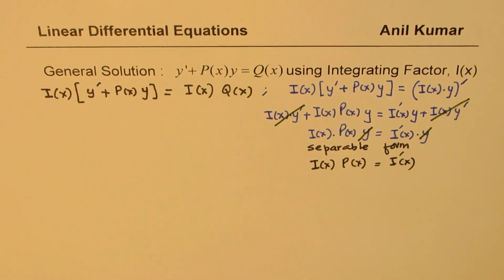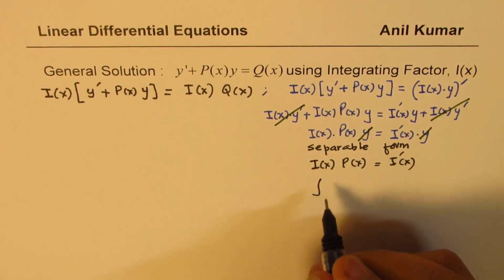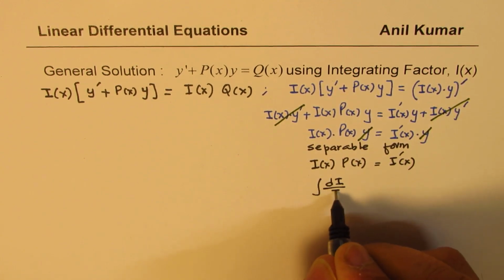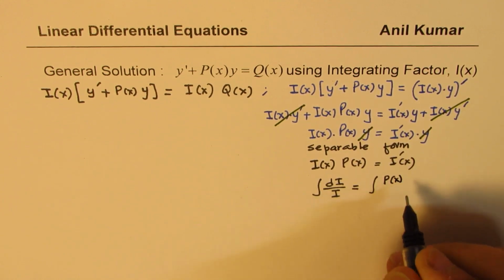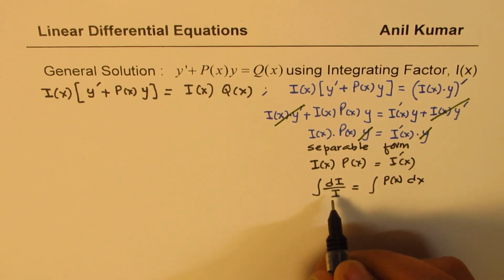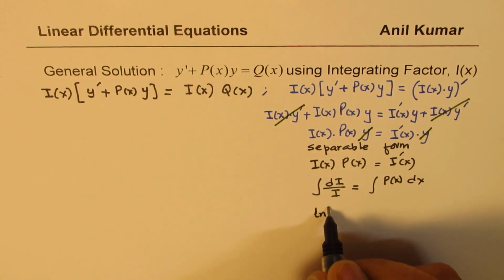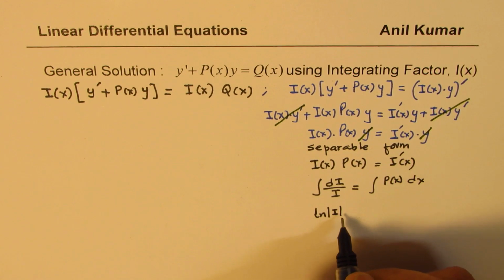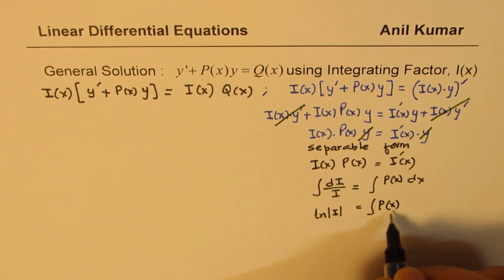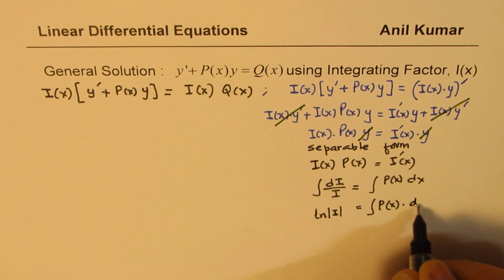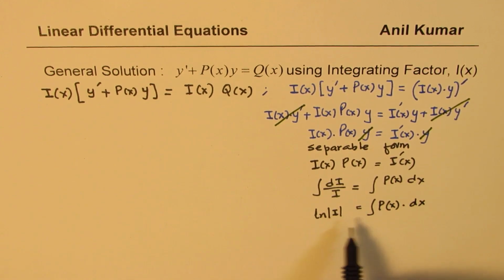Now this can be integrated. So we can do the integral of dI over I equals the integral of p of x dx. Now this integral is ln of the absolute value of I, and on the other side we have the integral of the function p of x dx. So here we have a solution, and from here we can actually figure out what this integrating factor is.